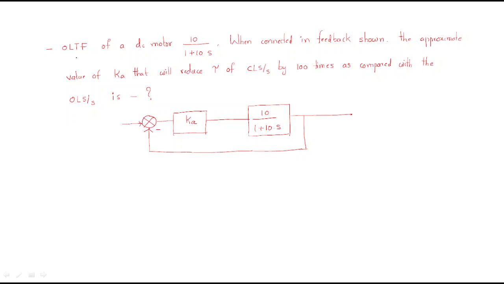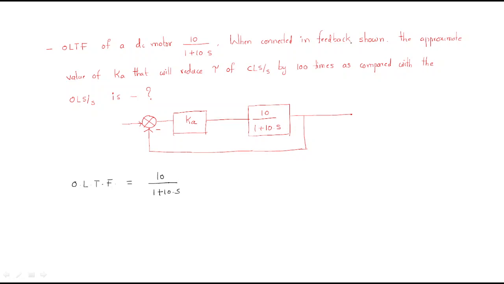Hello everyone, in this session we will discuss some problems regarding the control system. Here the problem is: the open loop transfer function of a DC motor is given as 10 by 1 plus 10s. So he has given the open loop transfer function, just write it, 10 by 1 plus 10s, here.